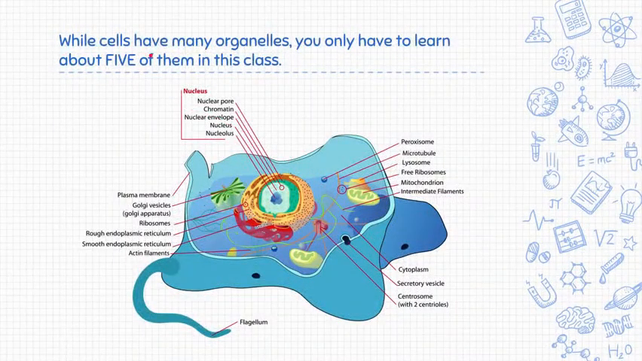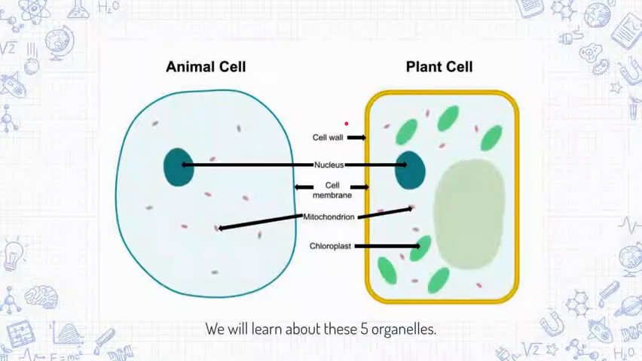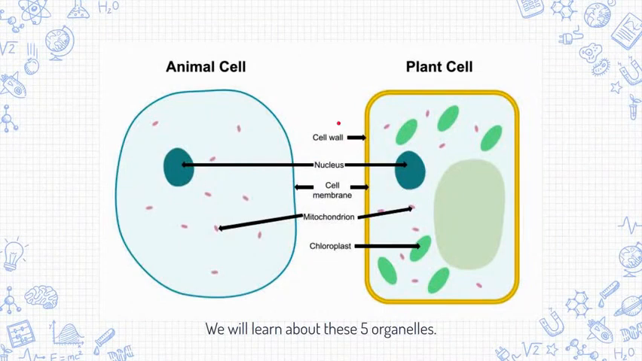Okay, so while cells have many organelles, you only have to learn about five of them in this class. There are dozens. We're only going to focus on five. The five organelles that you need to know are the cell wall, the nucleus, the cell membrane, the mitochondrion, and the chloroplast. Our goal is to find out what their jobs are and whether or not they belong to an animal cell or a plant cell. So let's look at these five organelles.